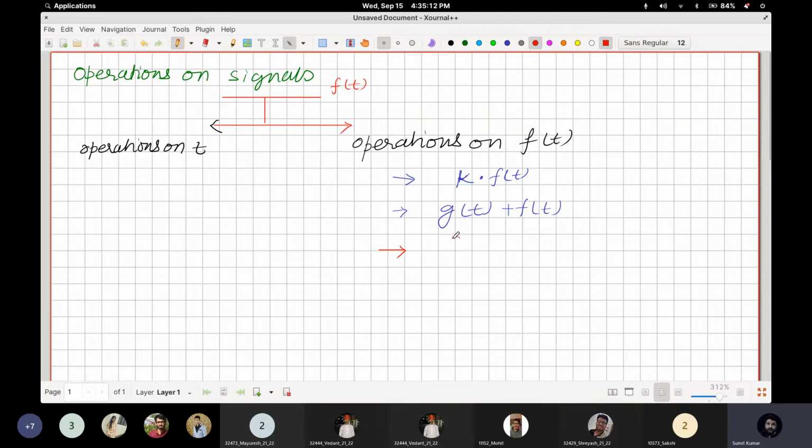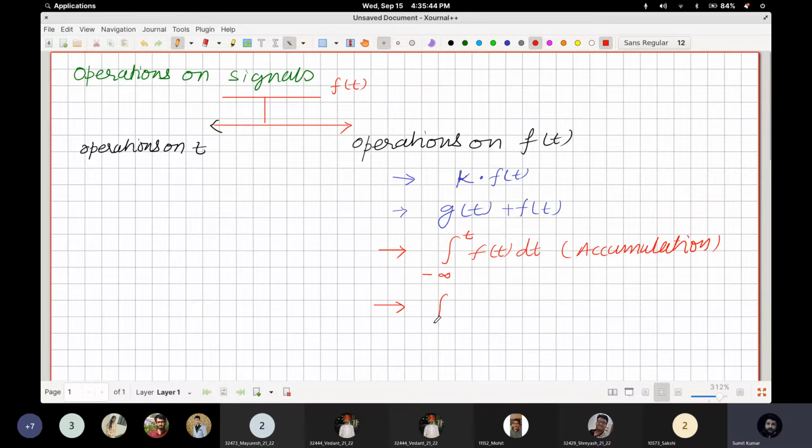But the ones that we are interested in are these two. One is a very important operation, that is accumulation. Accumulation means we are going to accumulate from minus infinity to t. So we will be integrating f(t) from minus infinity to t, f(t) dt, and this operation is called accumulation. It's a very important operation, and you will see that quite a few things can be achieved by it.